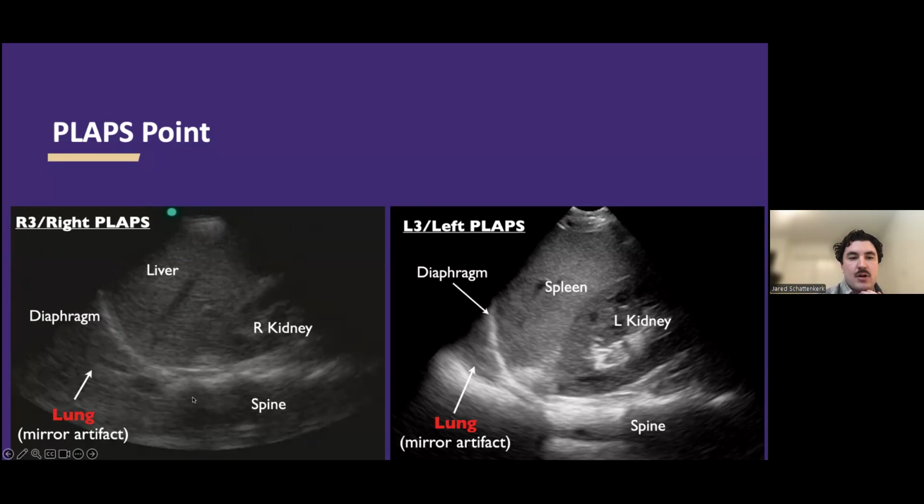But I think it's important to note that you can see the spine here, but the spine seems to terminate once the lung tissue starts. That is because air does not transmit ultrasound waves well. So once the lung tissue starts and there's this air-filled tissue, you're unable to visualize structures that are deeper to that lung tissue. So the spine seems to terminate right at the level of the diaphragm. And we'll talk about why that's important later. And so these are healthy, normal looking PLAPS points.